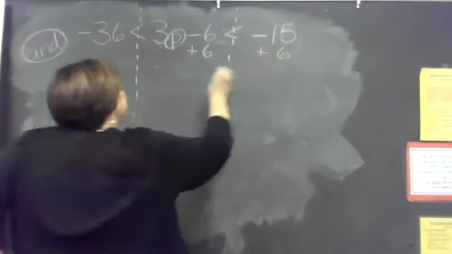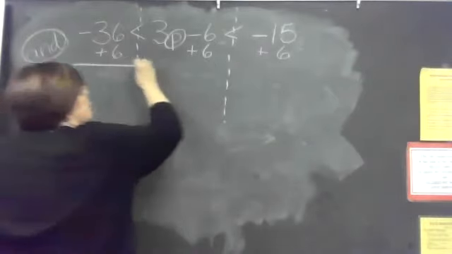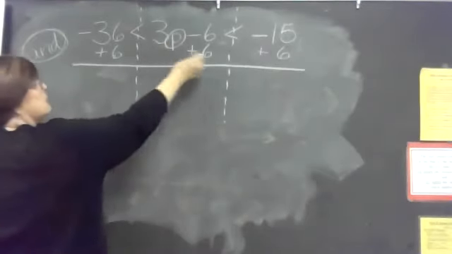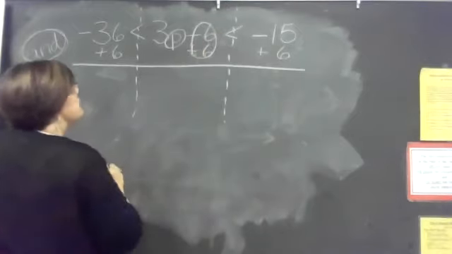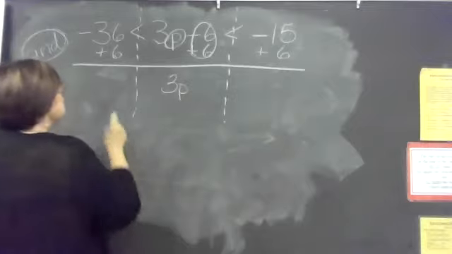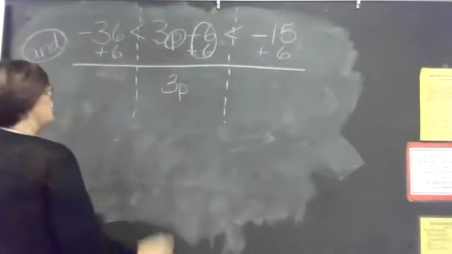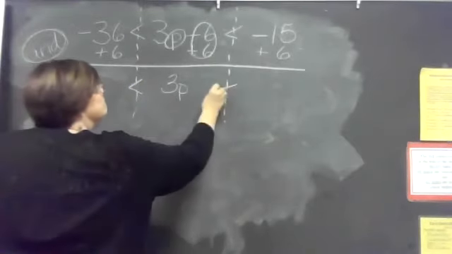We do it to all the sides so that we can make sure that we keep everything balanced. Here in the middle, we have same numbers, opposite signs, make additive inverse. That's gone. So I have a 3p. Did I divide or multiply by a negative? No. So the signs are going to stay the same.